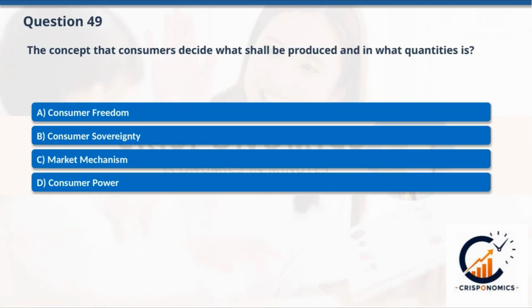Let's talk about the idea that consumers hold the key to what gets made and how much of it. This concept goes by a few names: consumer freedom, consumer sovereignty, market mechanism, and consumer power. Each term highlights a slightly different angle, but they all point to the same core truth. It's the choices we make as consumers that shape the market. Understanding this helps us see how demand drives supply in the economy.